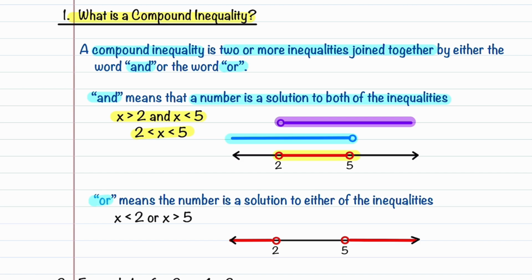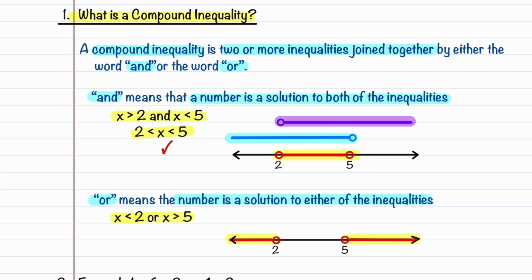If there's an or in the compound inequality, it just means that the numbers in the solution are solutions to either of the inequalities. Let's look at this example here. Say we have x is less than 2 or x is greater than 5. That just means the solutions are going to be numbers where x is less than 2 or x is greater than 5. When you have an and, the solution is the intersection of the 2 intervals. And when you have an or, the solution contains both of the intervals.